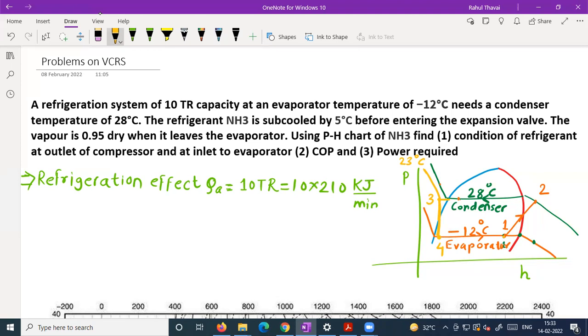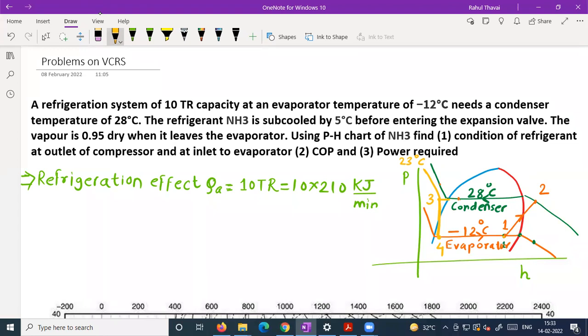On the right hand part of the dome, that is this point, it is dry, and on the right hand side of that it is superheated. So point number 1 is lying here because it is 95% dry. That means it contains 5% moisture, so that is a wet region.